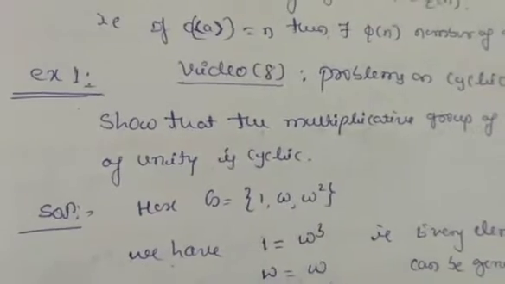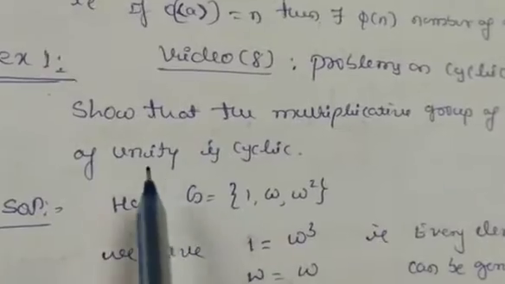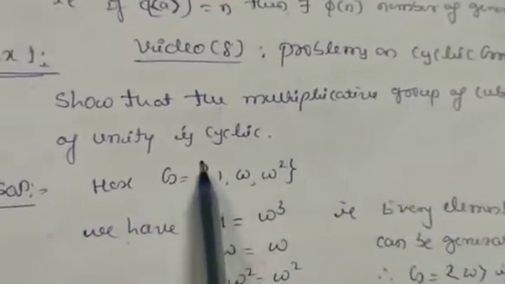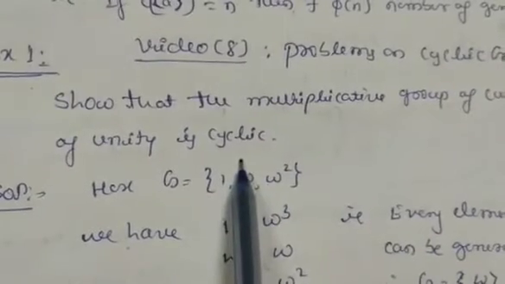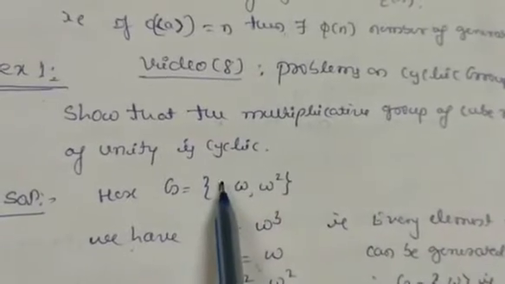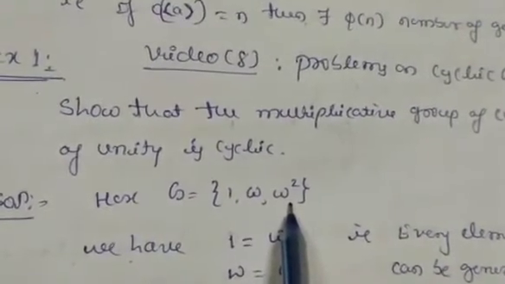Today let us study the problems on cyclic groups. Let us take one problem. Show that the multiplicative group of cube roots of unity is cyclic. So here, the multiplicative group of cube roots of unity. We know the cube roots of unity are 1, omega and omega square.